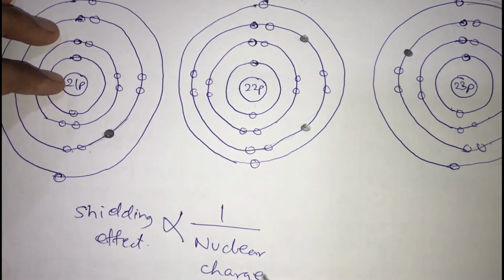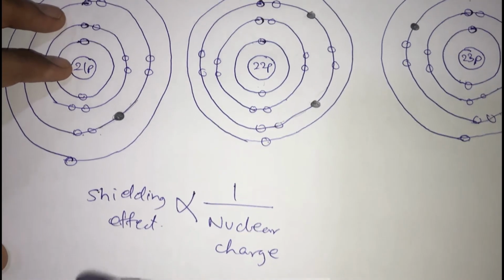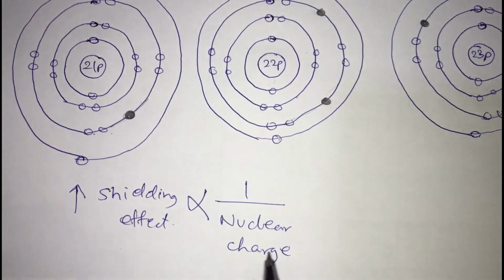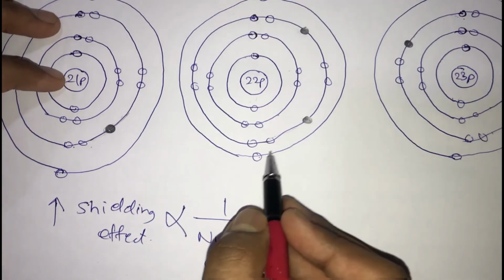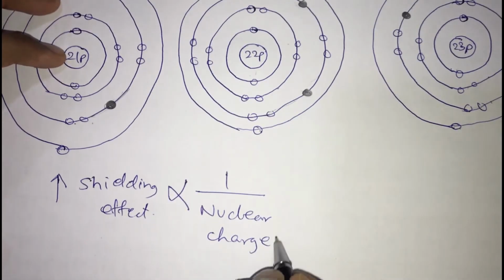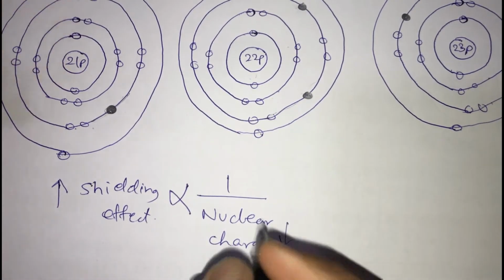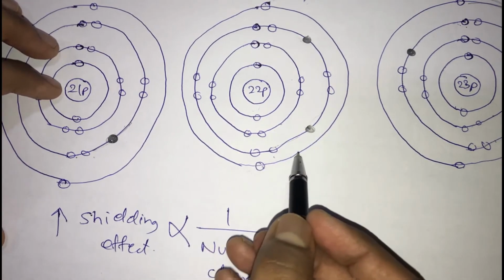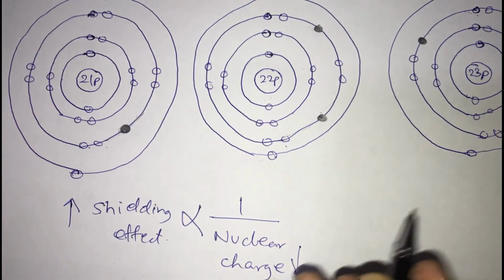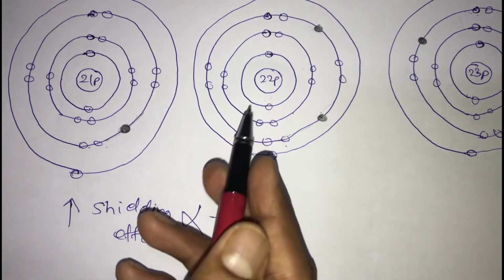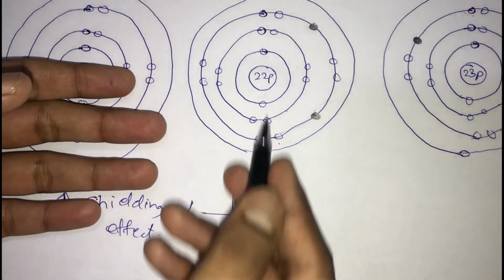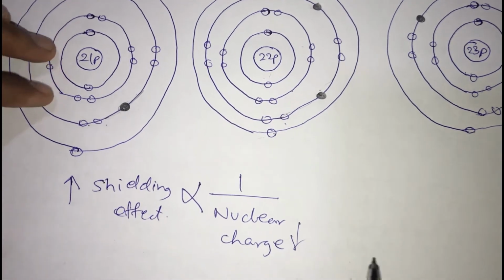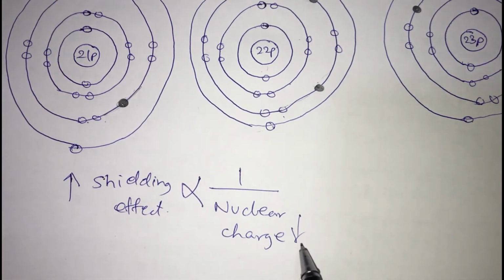Because if the shielding effect is greater, then the nuclear charge experienced by the outer shell electrons will be less. Am I right? They are providing a shielding effect for the outer shell electrons. So if the shielding effect is greater, then they are not allowing the nuclear charge to pull these electrons towards itself. So if the shielding effect is greater, then it is obvious that the nuclear charge experienced will also be less.